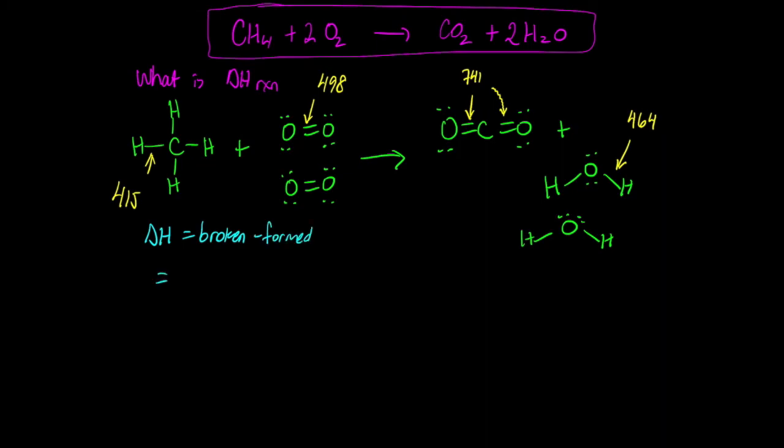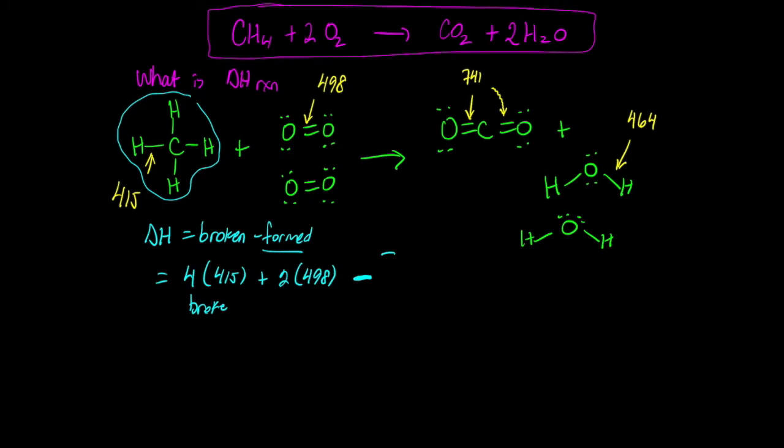So it's going to be, how many of these bonds do we have? I count 4. Okay, so those are broken. How many oxygen double bonds? I see 2. And then we want to subtract all of the formed ones. Okay, so here's the broken one.